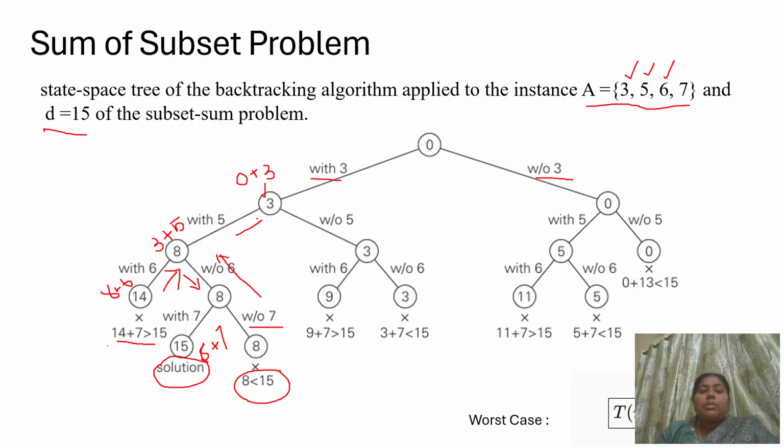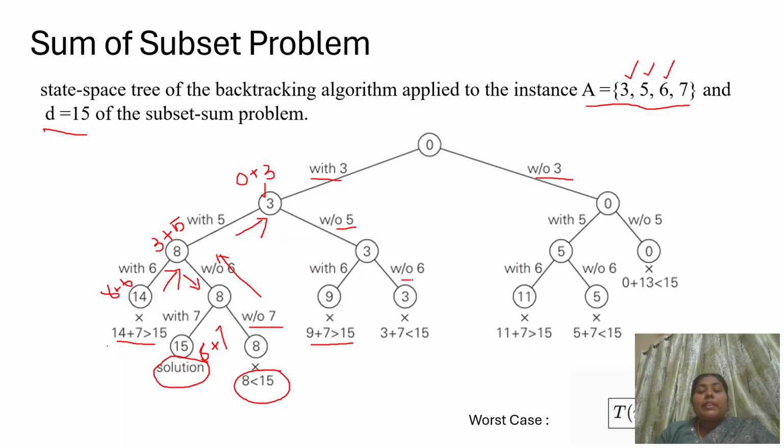What is the solution? I am going to take 3, excluding 5. What is excluding 5? Again I am getting 3 only because I excluded the particular 5. So 3, and what is the next element here? 6 is the next element. 3 plus 6 is equal to 9. Again 9 plus 7, what is 9 plus 7? That is equal to 16, which is again greater than 15. So this is not a solution. This is a dead end.